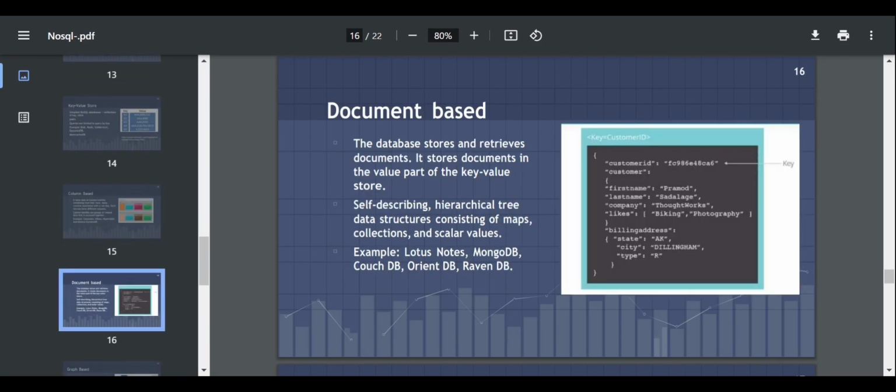Document-based: the database stores and retrieves documents. It stores documents in the value part of the key value store, where the key is, for example, the customer ID. A document is a self-describing hierarchical tree data structure consisting of maps, collections, and scalar values. Examples: Lotus Notes, MongoDB, CouchDB, OrientDB, RavenDB.